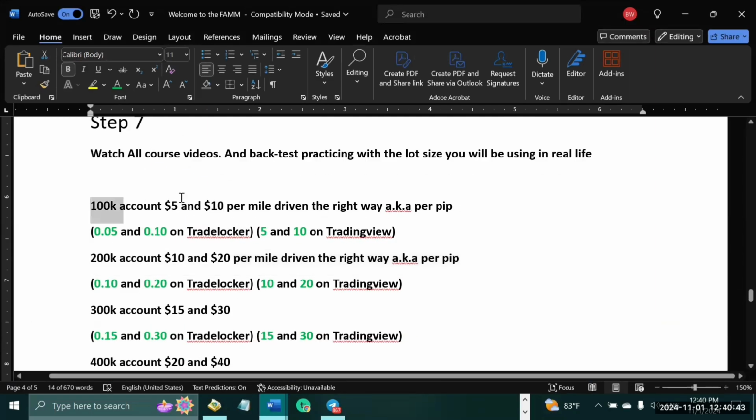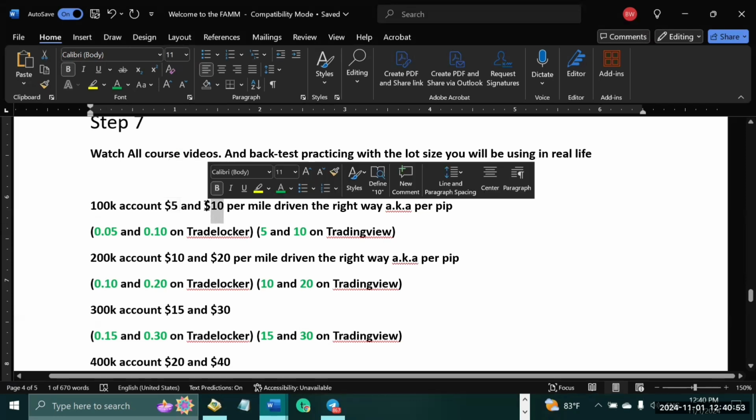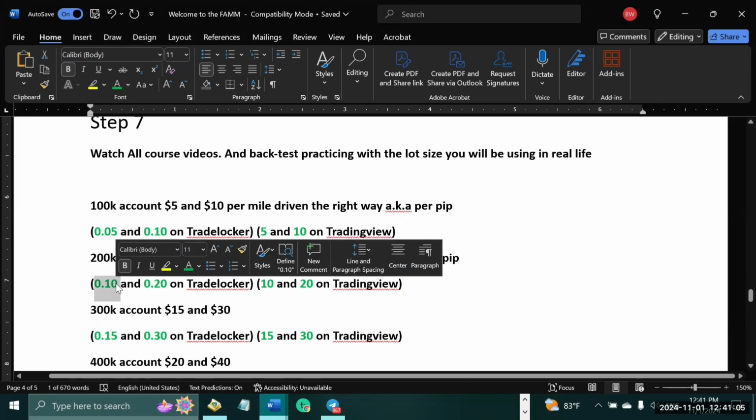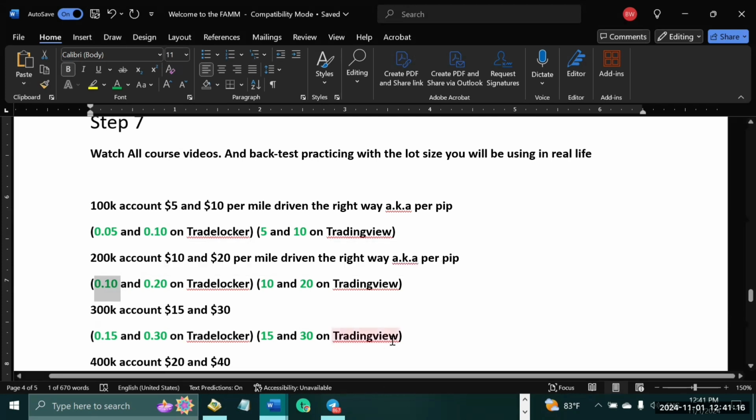If you have a 100K account, we recommend that you get $5 per mile driven the right way, or $10. Remember on TradingView that we just did, we put a 10 there. So if you have a 100K account, that's probably the max we would want to risk there. If we have a 200K account, that's probably the minimum you'll want to risk. Every mile it drove in the right direction, it added $10.